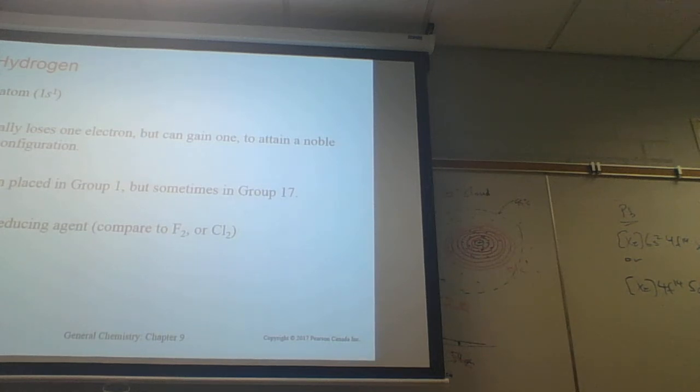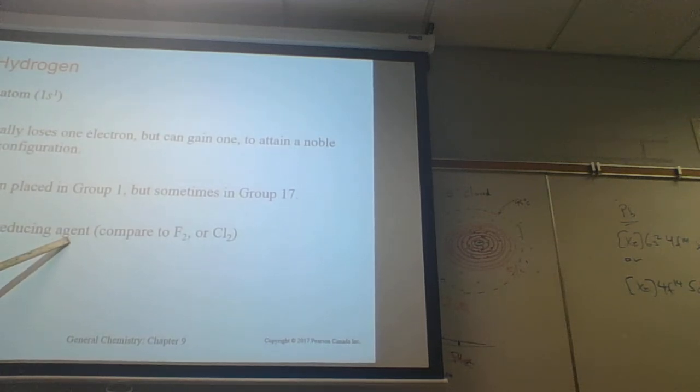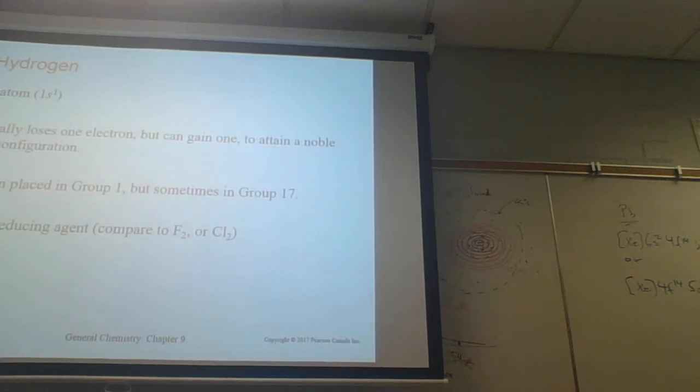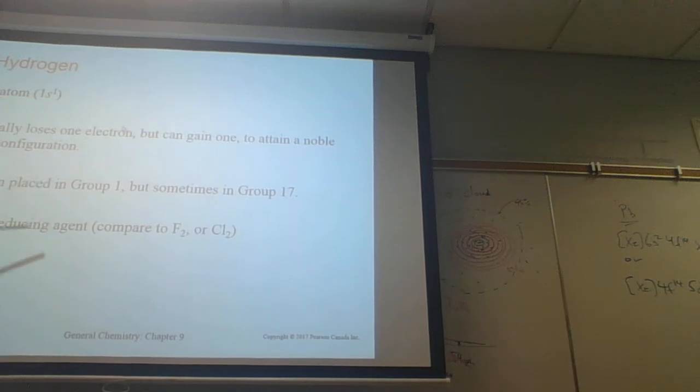And so hydrogen has interesting properties. It can gain or it can lose. It generally loses, so in most cases, hydrogen is a reducing agent. Sometimes it will gain and be an oxidizing agent. And so most of the time it's placed in group 1, not in 17.